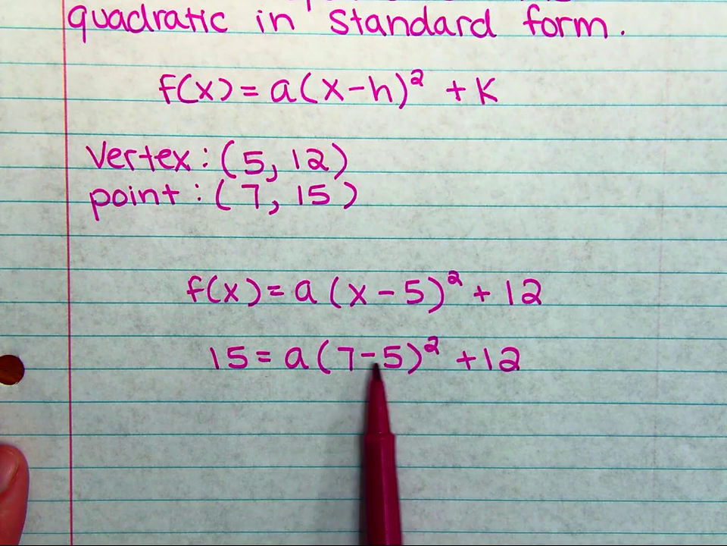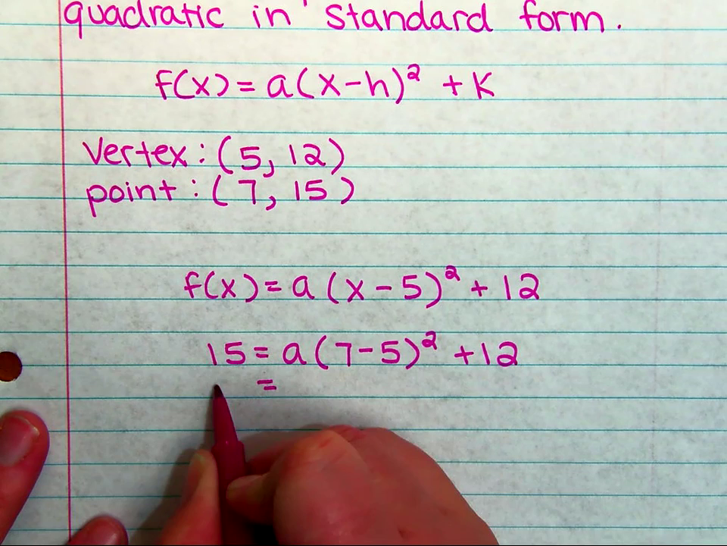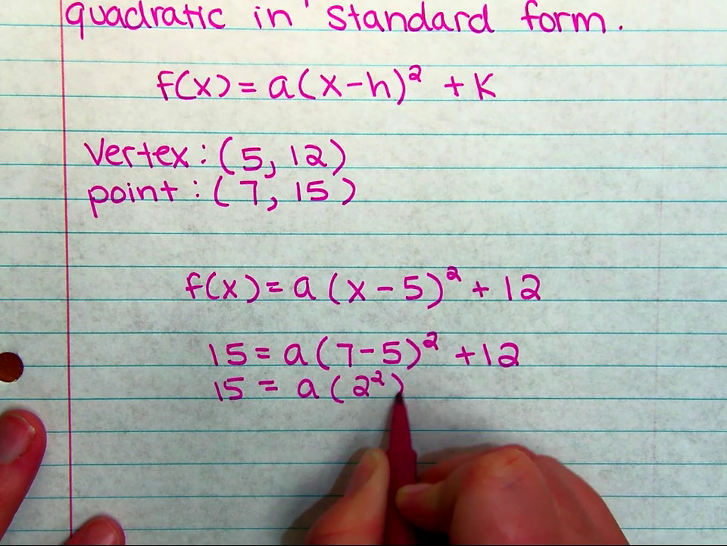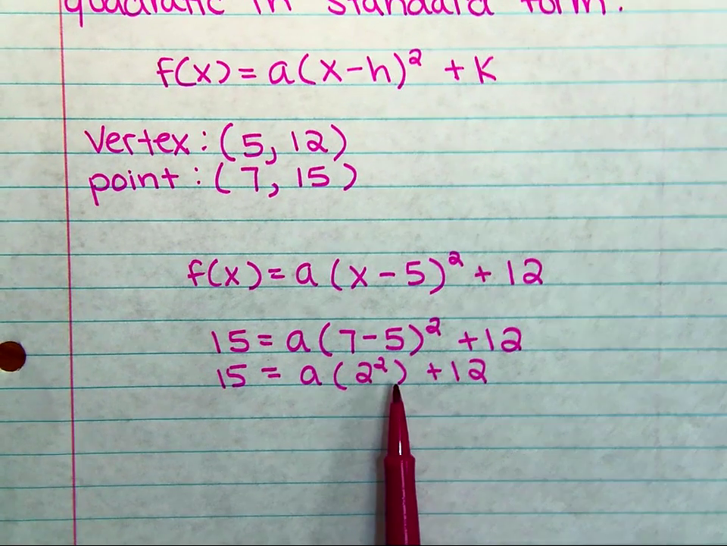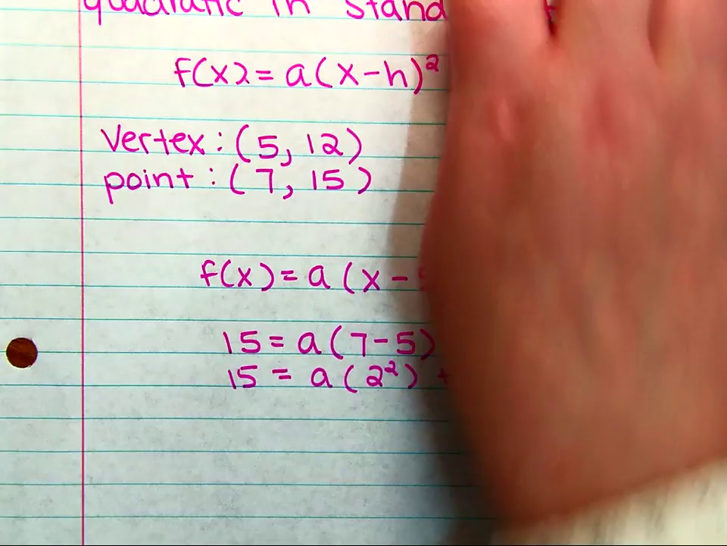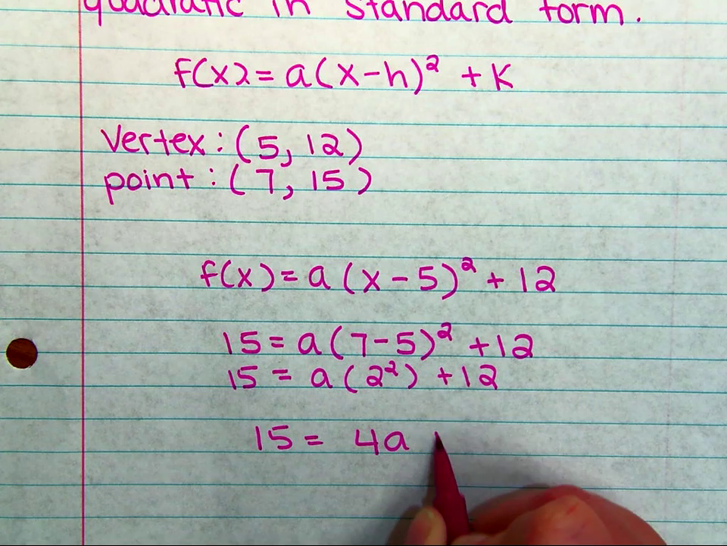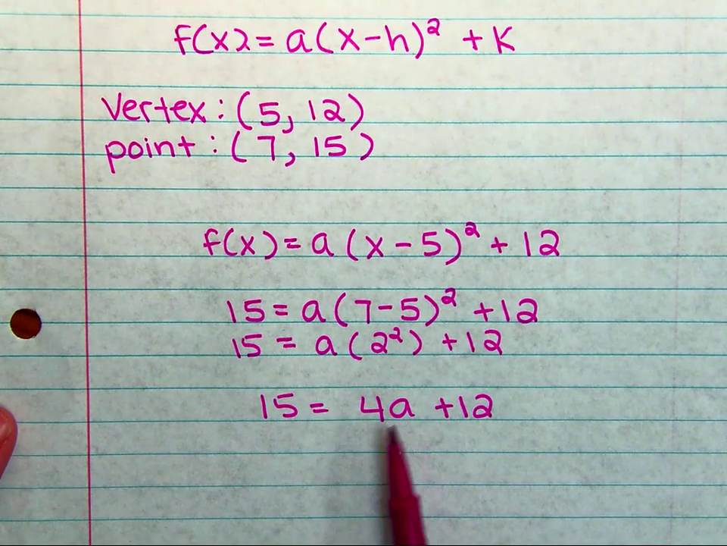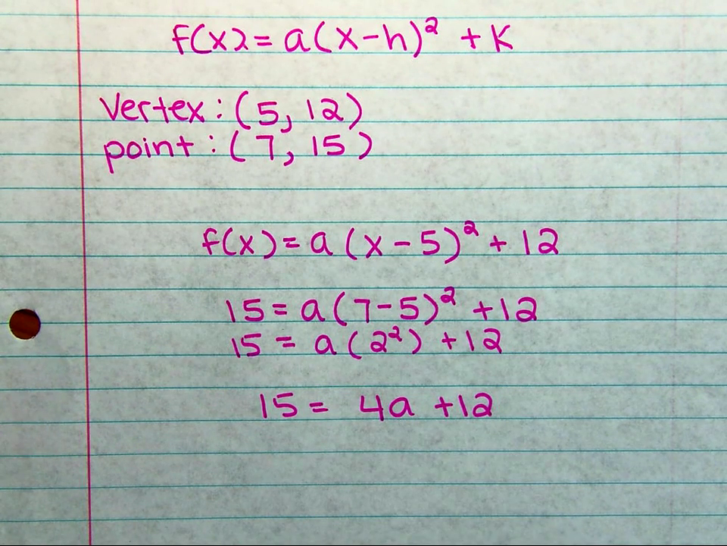So 7 minus 5 squared is 2 squared plus 12. Well, 2 squared is 4. That is multiplied by a. And right here, when I see people make mistakes, they do not attach this 4 to just the a. They would say that this is 16a on one side, and then you're going to get your a value wrong.